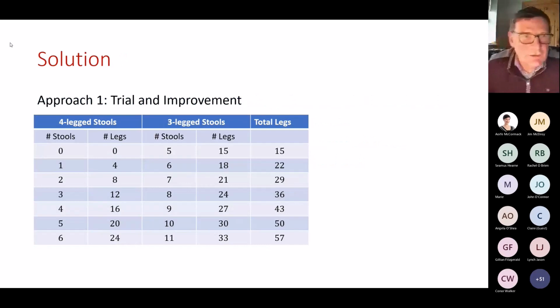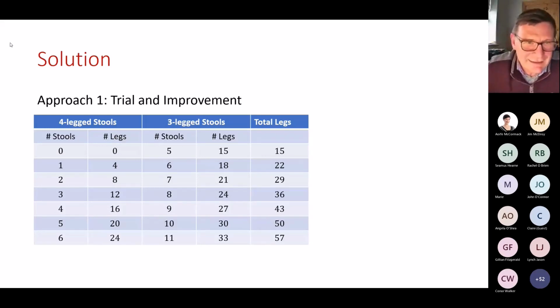Okay, so our first approach is trial and improvement. This is a pretty straightforward one. We make out a table, look at the four-legged stools first of all. Now you could have no four-legged stool and 5 three-legged stools, because remember we need to have 5 more three-legged stools than four-legged stools. And then we find out there's no legs in those four-legged stools, obviously, and there are 15 legs in 5 three-legged stools.